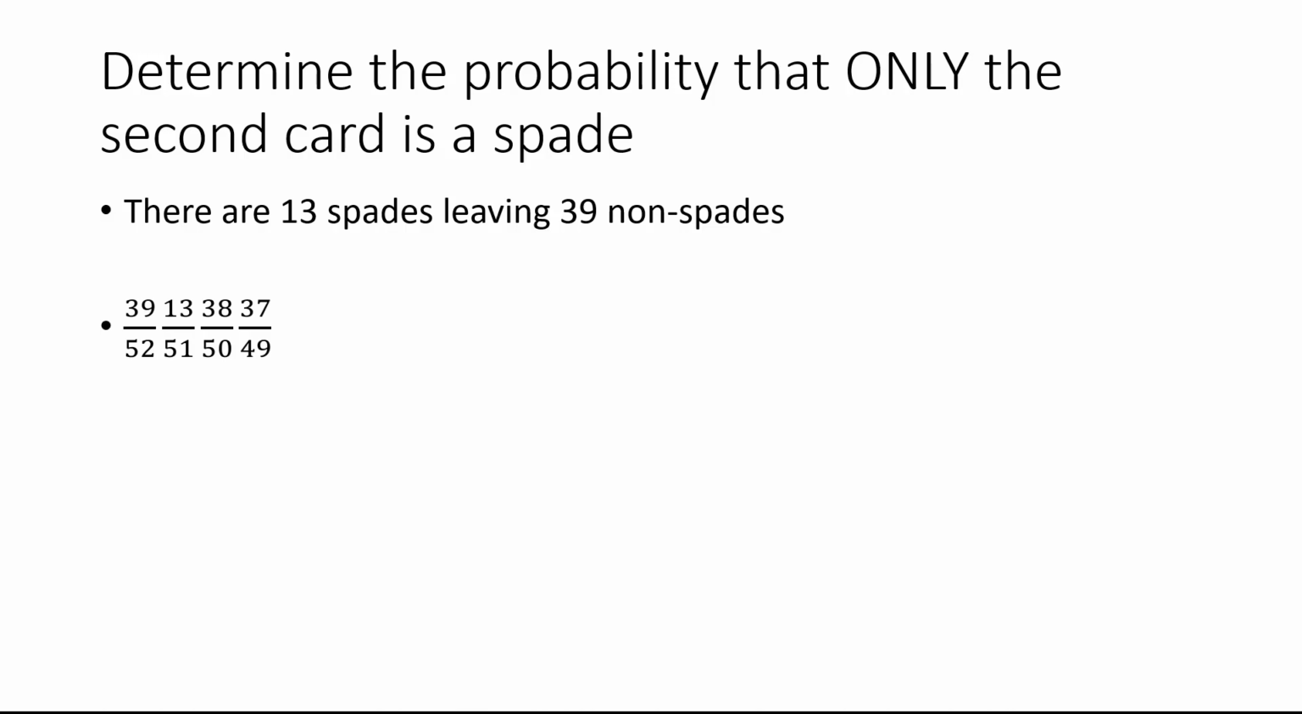The third card is also not a spade, and since we already chose 1 of the 39, there's 38 left. And that's going to be out of the 50 cards because you chose 2 already. And then finally, the last card is not a spade. We've already chosen 2 non-spades, and that leaves us with 37 non-spades out of the 49 possible cards. So now we just multiply this and get our answer as 0.1097.